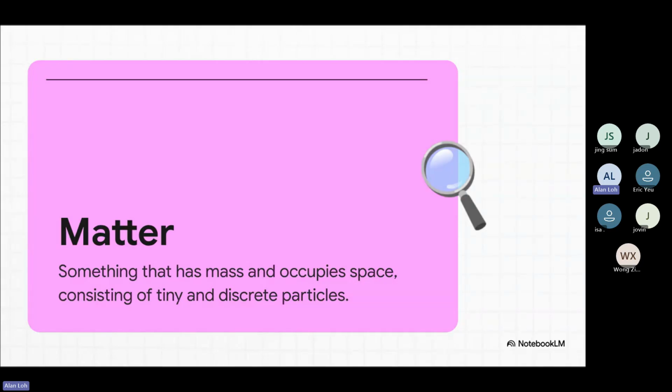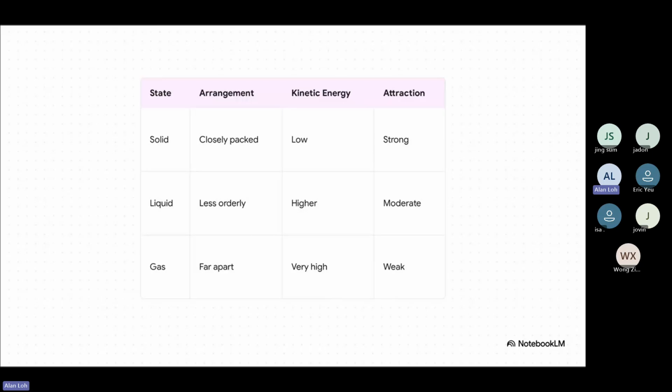And here is the crucial takeaway that really sets the stage for our whole explainer. Matter isn't just one big continuous blob. It actually consists of particles that are incredibly tiny and entirely discrete. So, what makes a solid a solid or a gas a gas? It all comes down to 3 things: kinetic energy, particle arrangement, and attraction forces.